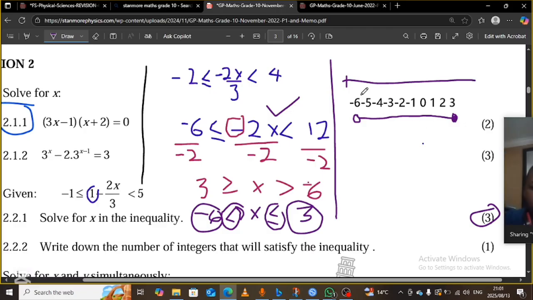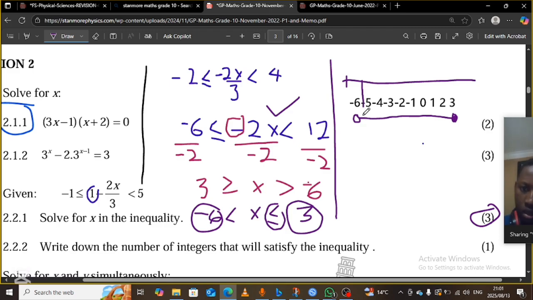Why is negative 6 not included? Because it doesn't have an equal sign. It's not less than or equal to. So it's not included in this number line. The negative 6 is there just to restrict us, but it's not included. That's why it's only just a circle, but it's not shaded.